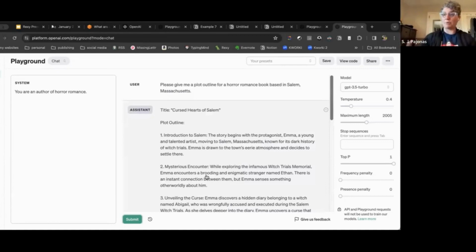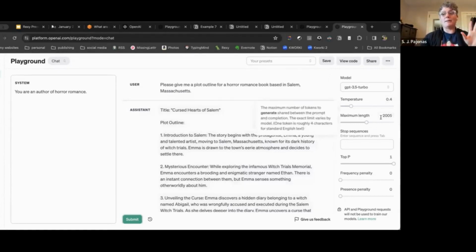Okay, so that's temperature. Now, as you see, the next thing that I did was I played with this maximum length here. Now, maximum length is the maximum number of tokens to generate shared between the prompt and the completion. The exact limit varies by model. One thing to know about OpenAI is that it considers your prompt plus the response to be concatenated, put together for the amount of tokens.